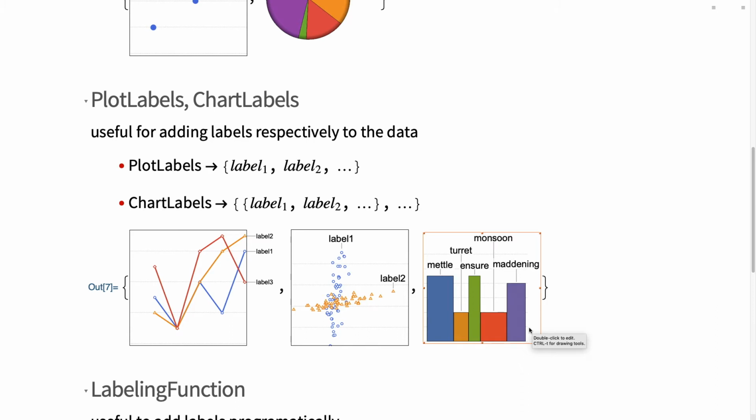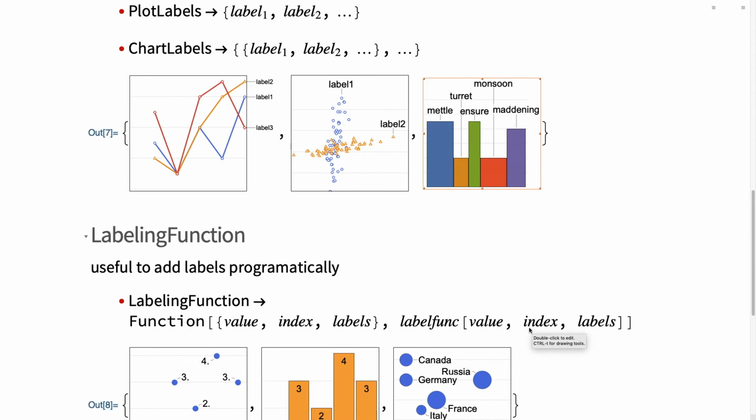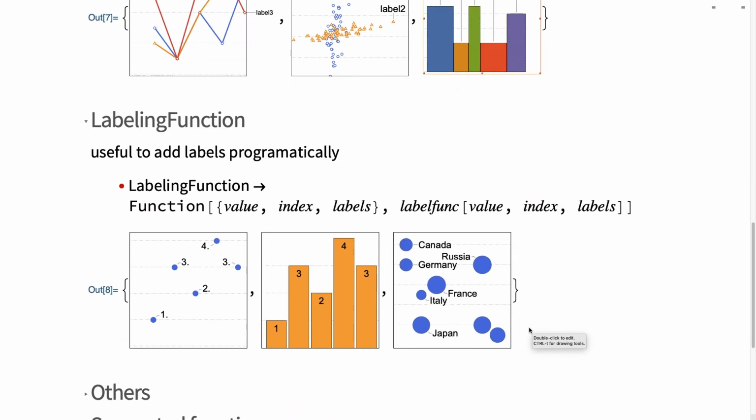We have two options. One is PlotLabels. The other one is ChartLabels. PlotLabels is applied to the list plots, well, any function that doesn't end with Chart, and ChartLabels is the one used for the charts. So their syntax is very similar, but they use the labels with respect to the structure of the data.